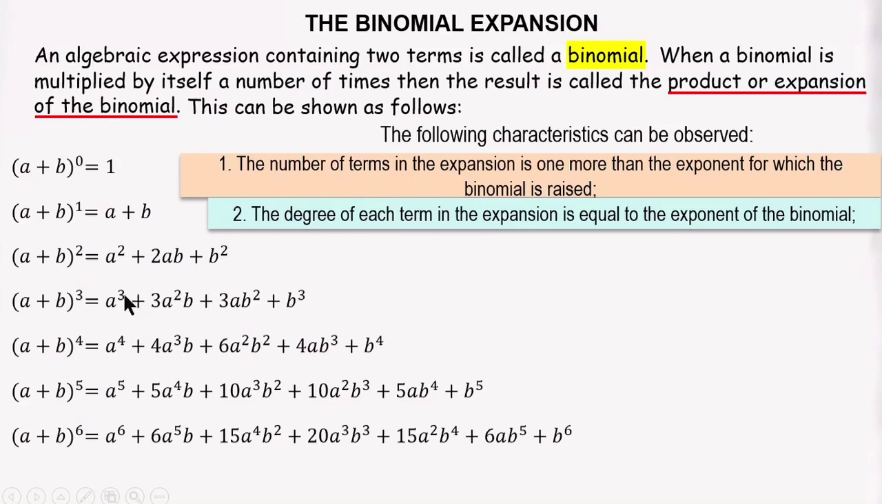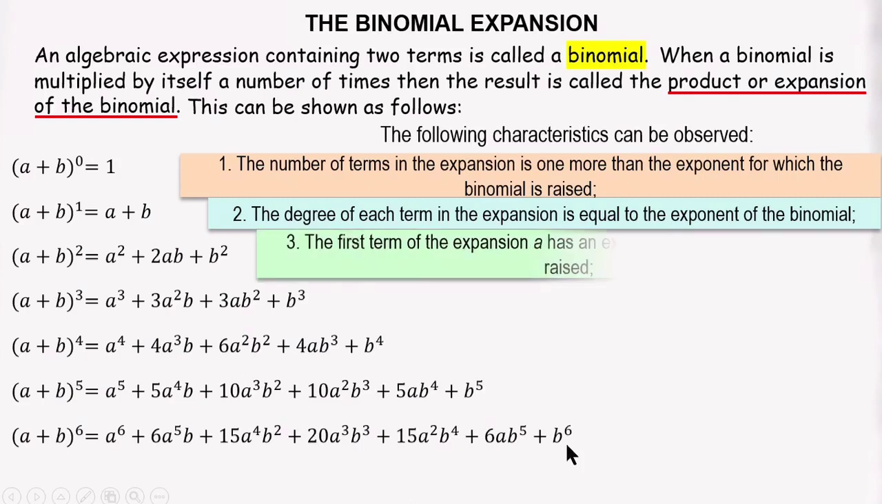Similarly, if the exponent of the binomial is 6, the degree of each term is also equal to 6. First term, 6. Second term, add the exponents of a and b, which are 5 and 1 respectively, and that is equal to 6. Third term, add 4 and 2, and that is also equal to 6. Fourth term, add 3 and 3, that is 6. Fifth term, add 2 and 4, which is also equal to 6. Sixth term, 1 plus 5 is 6. The seventh and final term, the degree is also equal to 6.